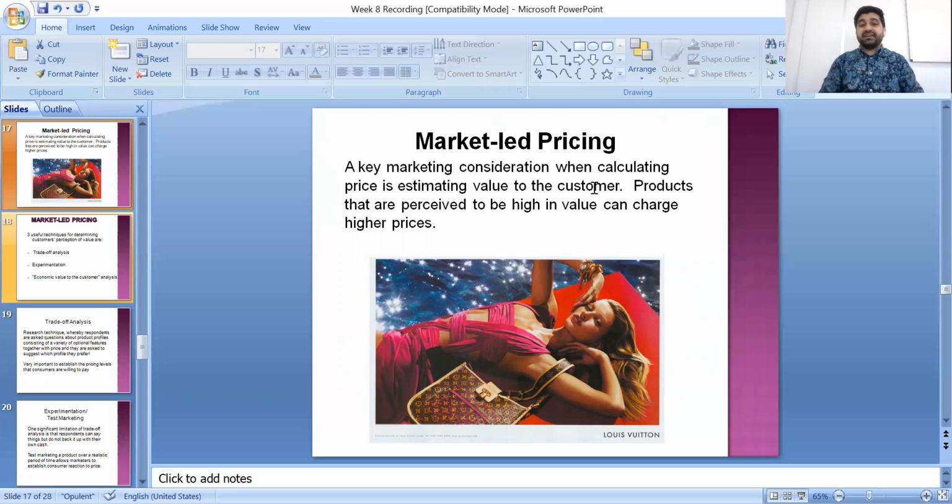The best example of this is Apple. They're charging a high price. Why? Number one, just because of their quality. Customers have perceived the high value of Apple's products.